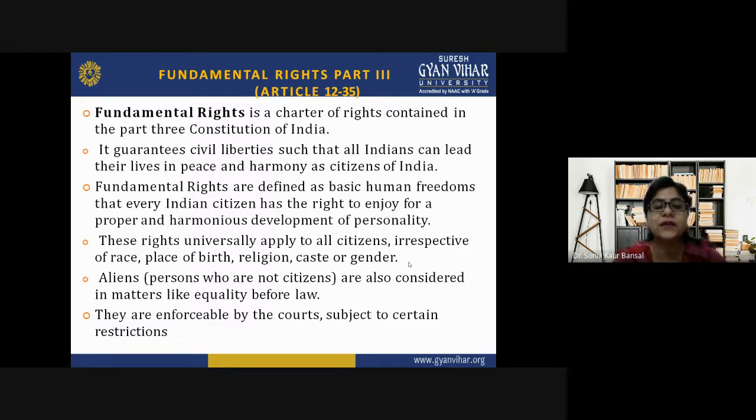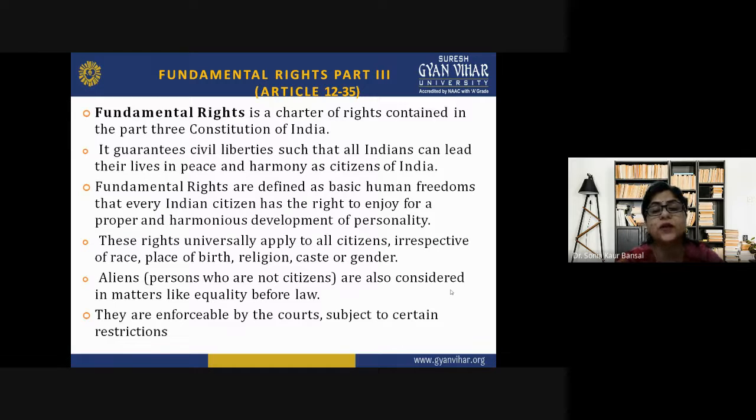Fundamental rights are defined as basic human freedoms that every Indian citizen has the right to enjoy for the proper and harmonious development of personality, and all Indians have the same rights in all conditions. This is very important for all of you to understand: fundamental rights are a good source of how we can live with freedom. Understand it in this way, that these rights apply universally to all citizens irrespective of race, place of birth, religion, caste, or gender.